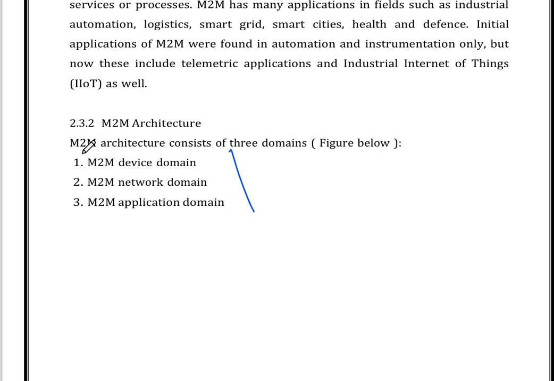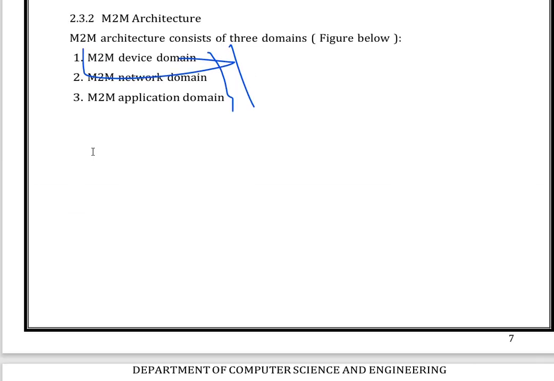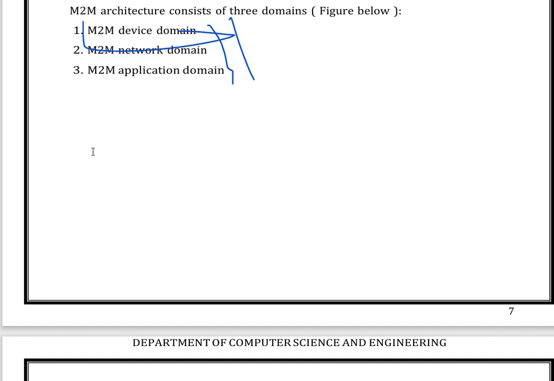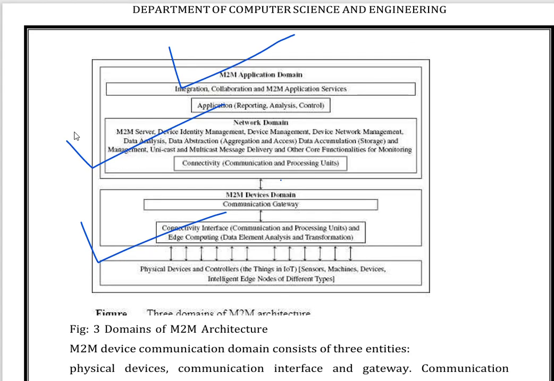M2M architecture consists of the M2M device domain, M2M network domain, and M2M application domain. There are three domains only. The M2M application domain, the M2M network domain, and the M2M device domain. The M2M device domain contains communication gateway, and there are a lot of other things. The network domain contains the M2M server, and the M2M application domain contains integration and collaboration. Okay, that's it. You can see it now.